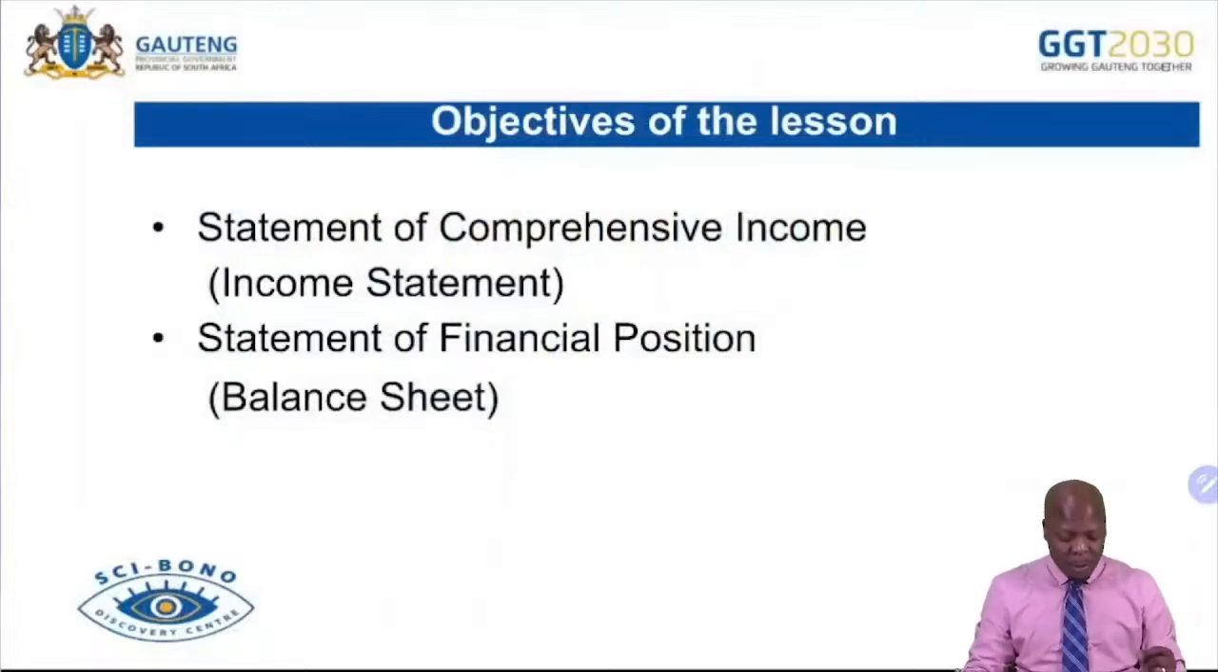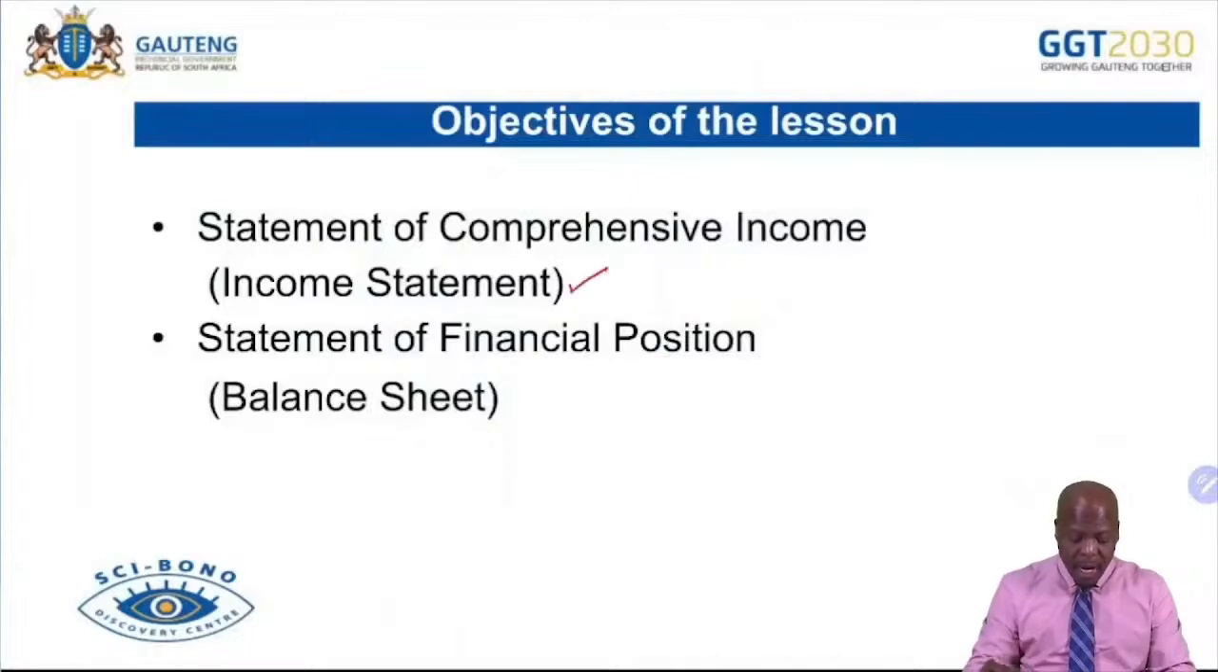In today's class, I'm going to be focusing on the statement of comprehensive income, that is your income statement. I will also look at the statement of financial position, we're talking the balance sheet. These are the two statements that I'm going to be focusing on today. Make sure that by the end of today's class, you understand these two statements. I will explain them slowly. I'll make sure that I explain every important aspect, and I want you to engage with me. So you have to have a calculator, as I said earlier on. You must have paper to write on, and you must also be able to follow through.